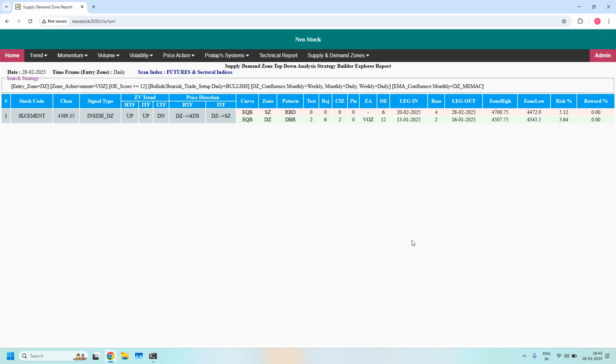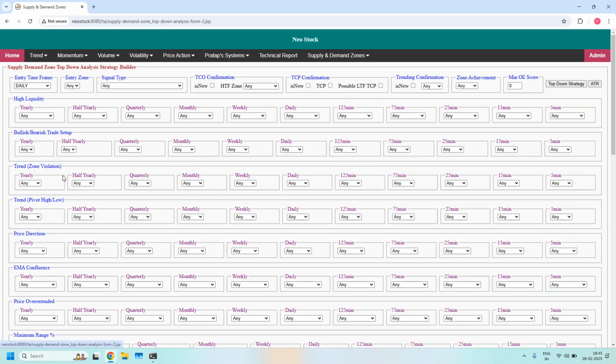Next, bearish trade setup for monthly income trade. Let me quickly set the parameters because I already explained for the first report. So directly without much discussion, I will set the filters. Entry time frame daily, entry zone supply zone, bullish or bearish trade setup at daily. I am selecting bearish. Zone achievement VOZ, minimum order enhances score 12.